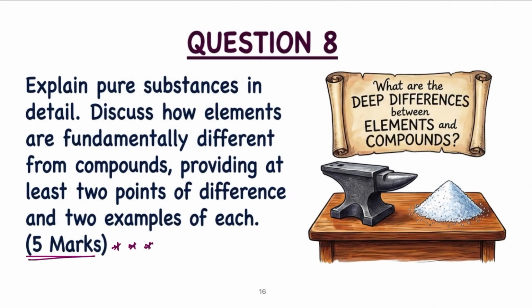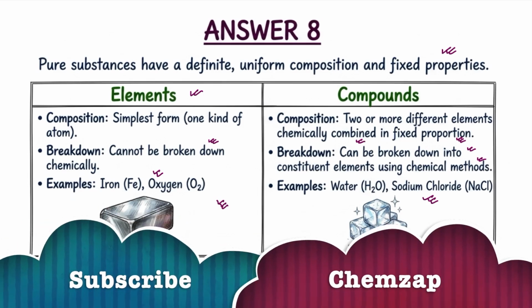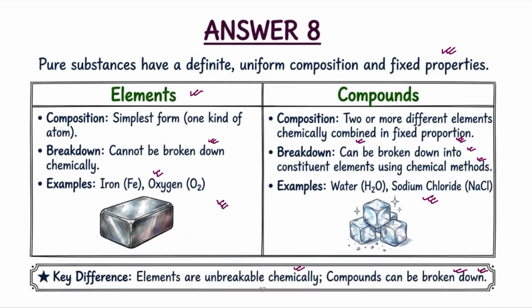So now see the answer again. An element is made up of only one kind of atom; a compound has 2 or more different elements chemically combined in fixed proportion by their mass. An element cannot be broken down into simpler substances chemically; a compound can be broken down into constituent elements using chemical methods. Examples: iron and oxygen; for compounds, water and sodium chloride. So what is the key difference between element and compound? Elements are unbreakable chemically, but compounds can be broken down into their constituent elements. As for example, water: once you do the electrolysis of water, you can get hydrogen and oxygen gas.